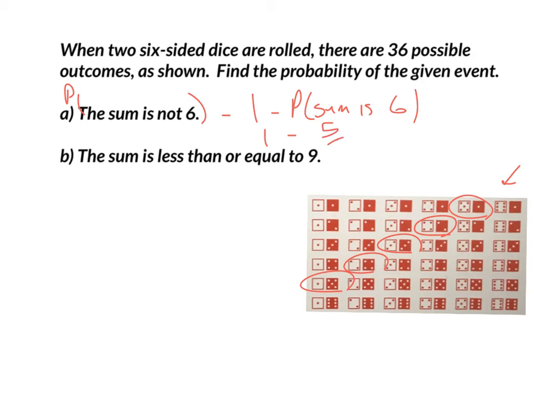So I'm going to do 1 minus 5/36, which will give me 31/36. And that's all you do. That's how you use the complement. That's a smart way to go.